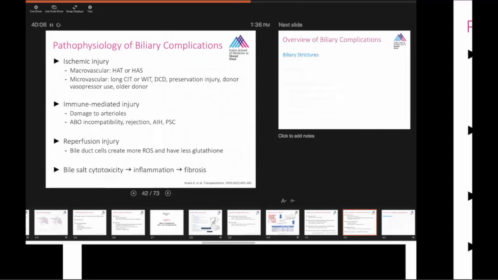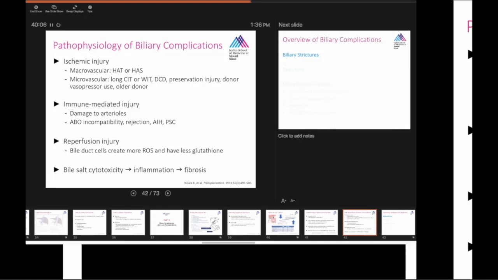Now, why do these develop? The biggest thing is ischemic injury. So you could have macrovascular problems if the hepatic artery is occluded. You could also have microvascular problems. So if there's a long ischemic time, cardiac death donors, preservation injury, if the donor was on pressors, if the donor was older. Immune-mediated problems can also cause the biliary complications. So you have ABO incompatibility, rejection, PSC in particular. You can get recurrent PSC.